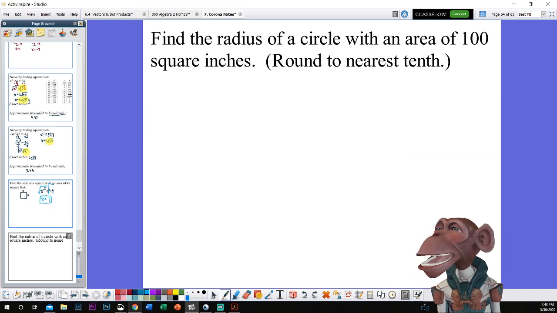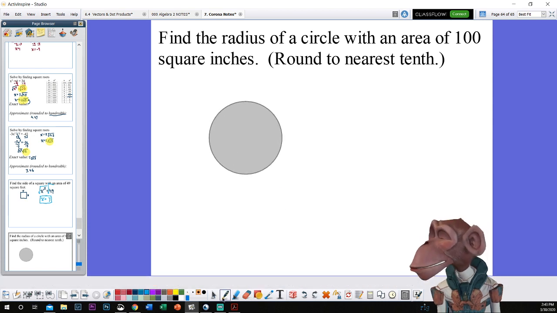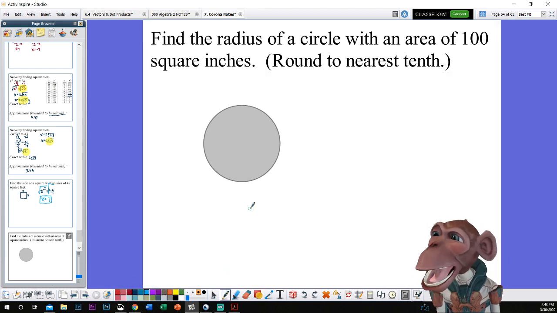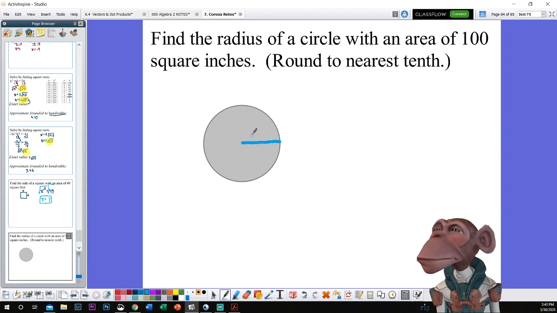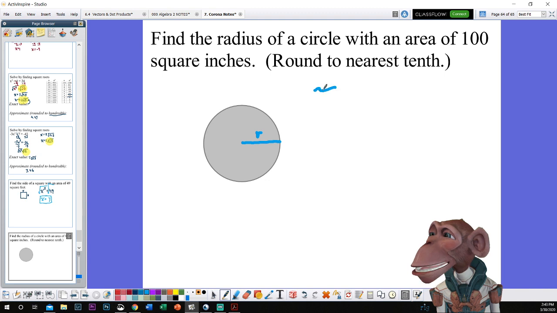Let's do another one. This time we have a radius of a circle. I'm not even going to try drawing a circle on this, so I'm going to cheat and just have it draw one for me. So the radius, we don't know what that is, so I'm going to put r. But I do know that the area is 100. How do you find the area of a circle? Hopefully you know it's pi r squared.